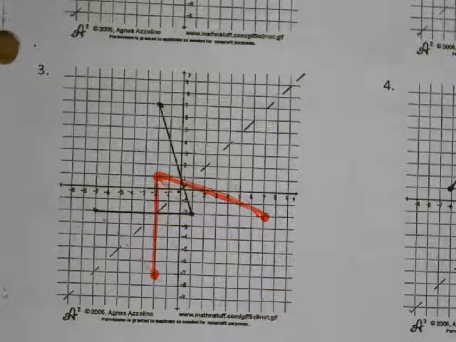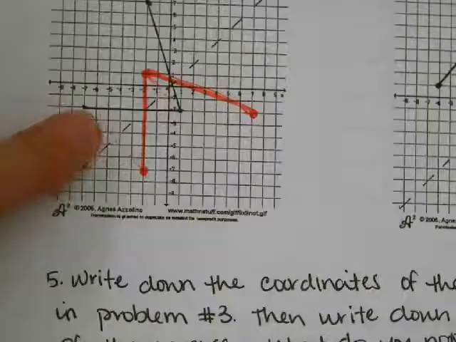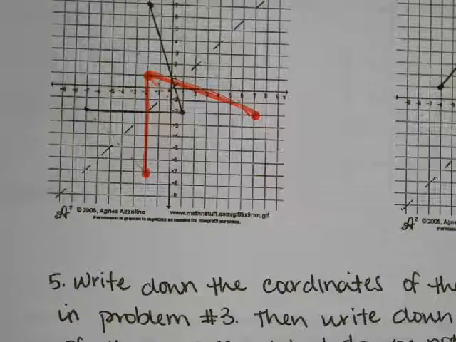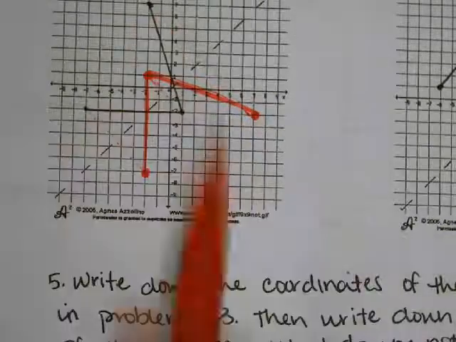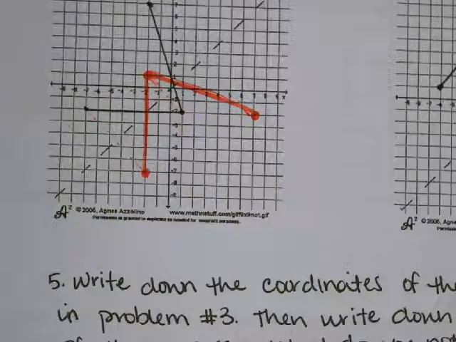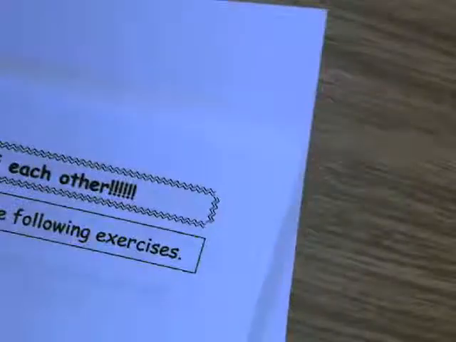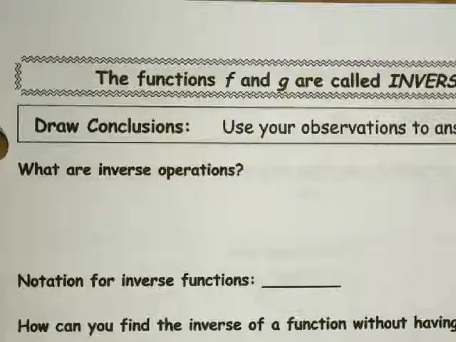And then what I would like for you to do is pause the video and look at number 5. It says to write down the coordinates of the original, so write down the coordinates of the black line and see what those coordinates are in these 3 spots, and then write down the coordinates of the inverse, so the red ones, and see what you notice, because you will notice something. There's definitely a pattern to these. All right, and then once you unpause the video, we're going to go ahead and skip page 2. Sorry about that. And we're moving on to page 3.